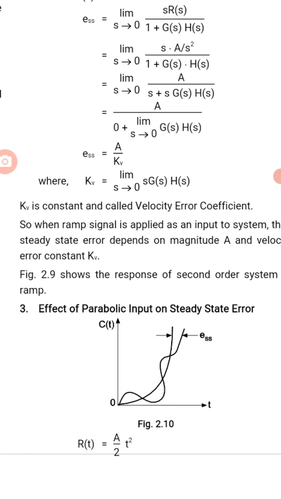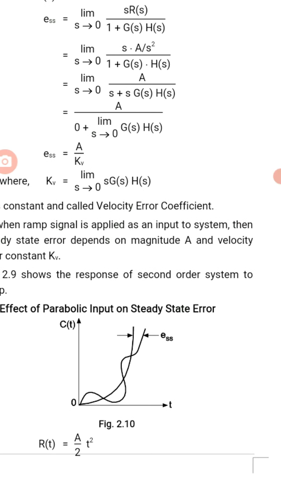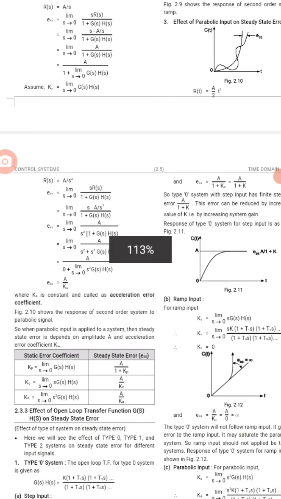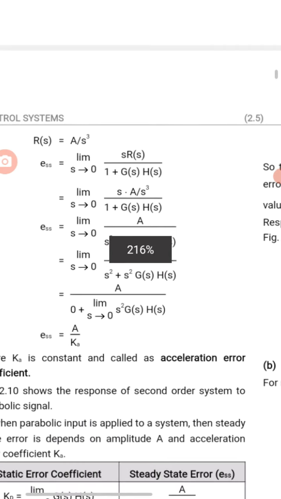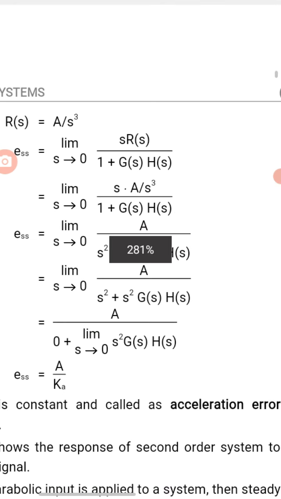Let us learn the effect of parabolic input on steady state error. If input is parabolic, that is acceleration, then r of t is replaced by A by 2 into t square, which in terms of Laplace transform, R of s, is given by A upon s cube.